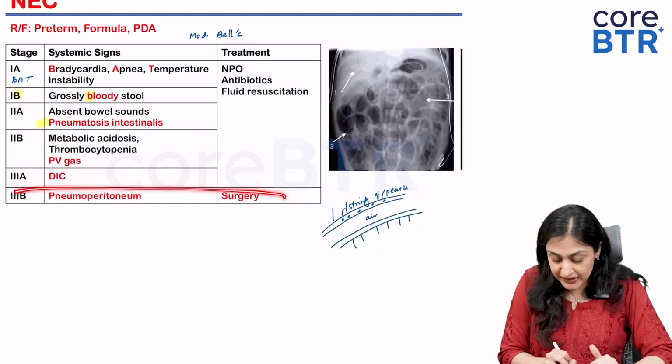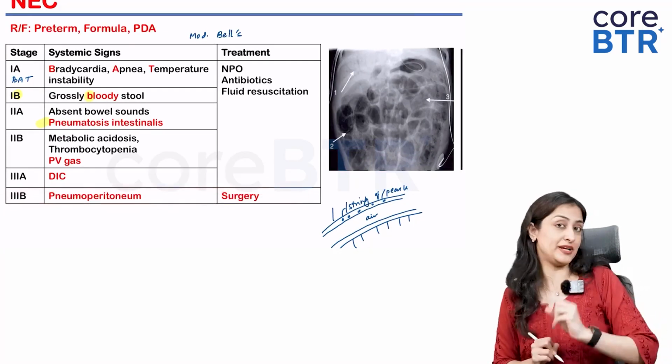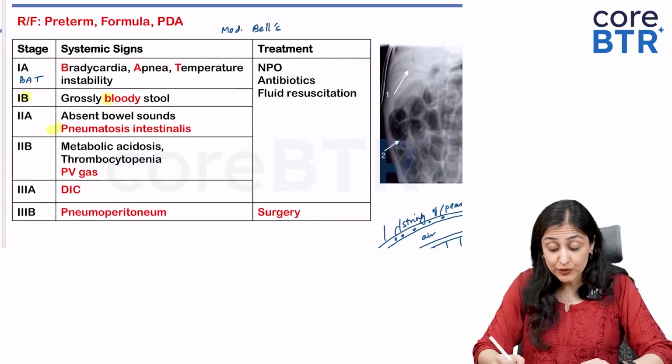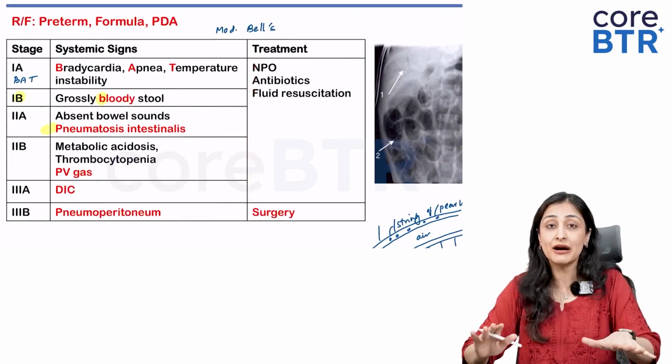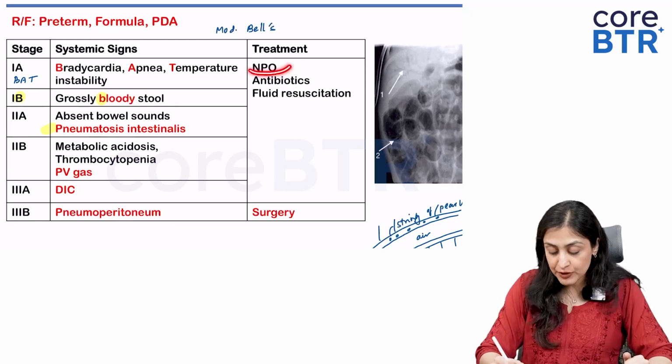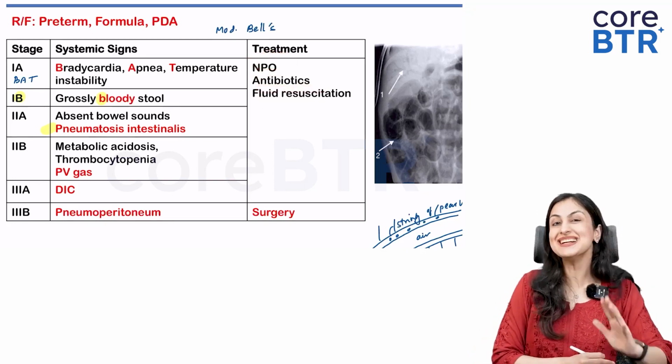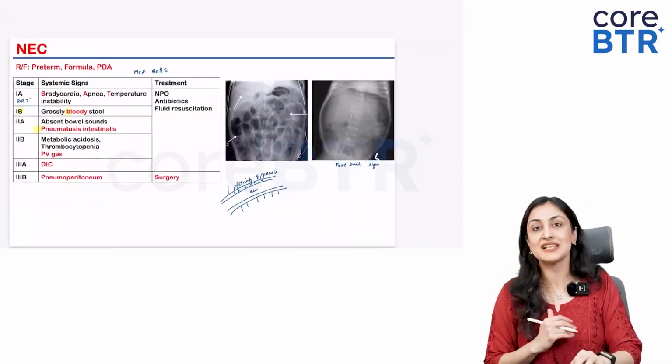Management: until pneumo happens, we don't want to operate. Once perforation happens, you will have to do resection anastomosis. Before that, you try and offload, right, bowel ko rest do. Nil per oral, give fluids, give antibiotics. So that's what you are doing till perforation happens. So that's the Bell stage.